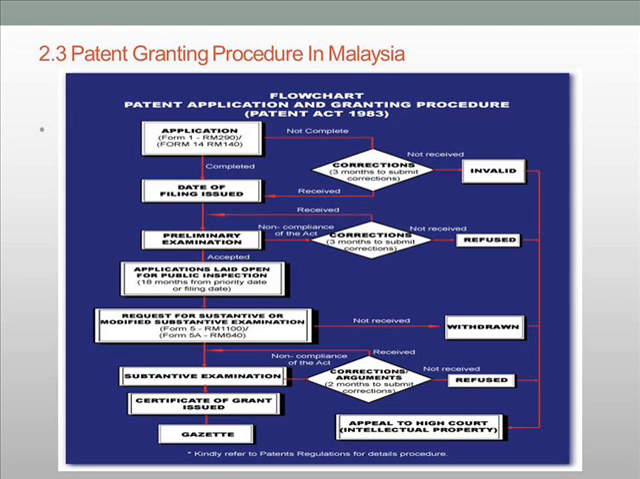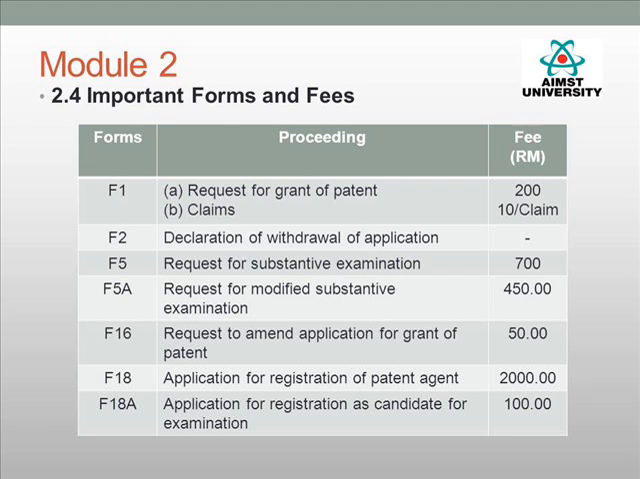This flowchart will give you a very real picture of the whole patent procedure from filing till granting. Important fees and forms are tabulated herein. Let me define each of them. F1 form is used for request for grant of patent with its claims with a payment of 200 Malaysian ringgit, 10 per each claim. Form F2 is required for declaration of withdrawal of application of patent without any fee.